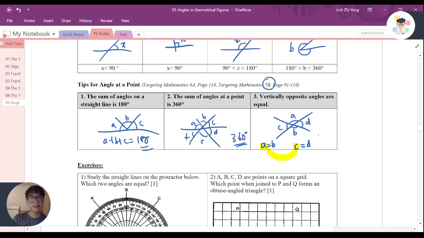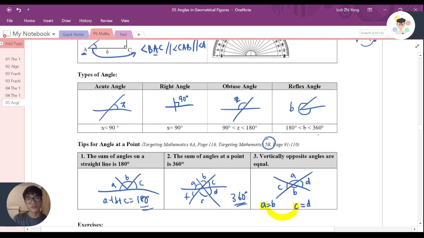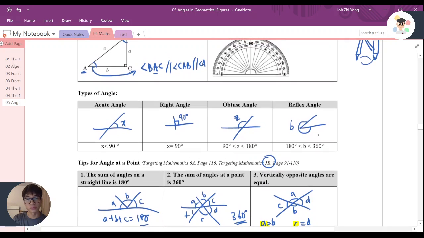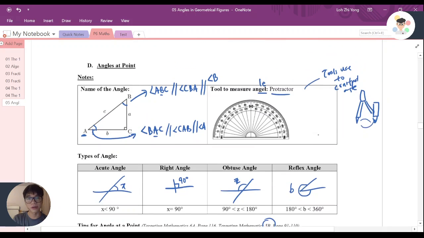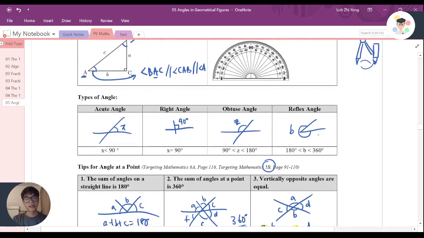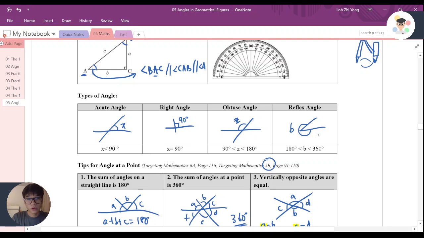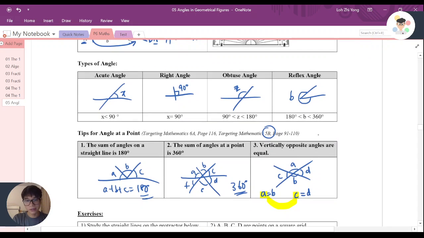This is basically the revision that we are trying to do, and this is all from P5. Until P5 you should know this already. I hope that knowing all this can help you to tackle the questions below and also on the next page.